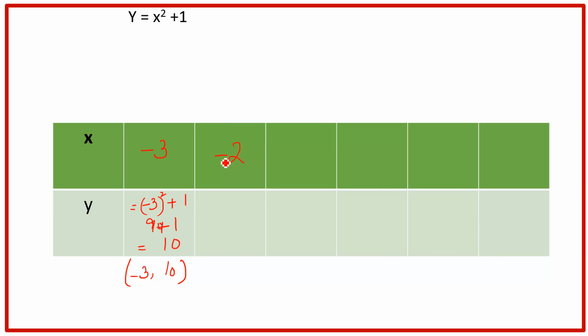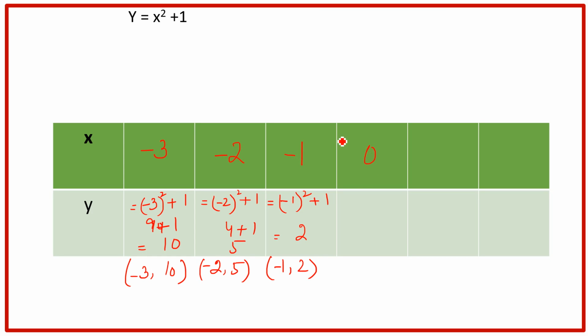Now if I say x is equal to -2, put -2 here, plus 1, it is 5. So our second coordinate is (-2, 5). Now we will take x is equal to -1. Put -1 in this equation, it will be 2. So our coordinate is (-1, 2). Now put x is equal to 0. The square of 0 remains 0, plus 1. So our coordinate is (0, 1).